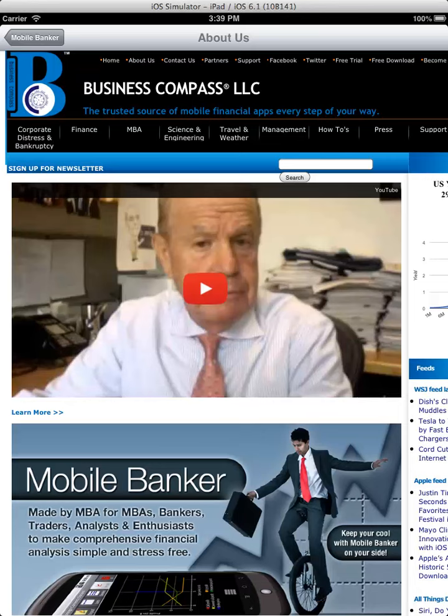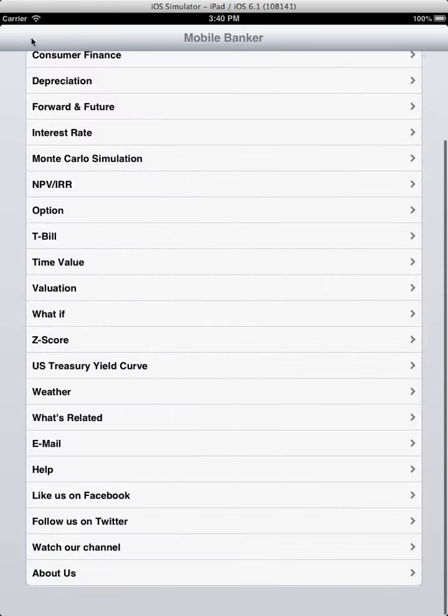Mobile Banker is a comprehensive financial application for MBA students, bankers, traders, financial analysts, and many financial enthusiasts. This application is available on iPhone and iPad platforms, and our website is businesscompassllc.com. This is also available on Android and BlackBerry platforms.